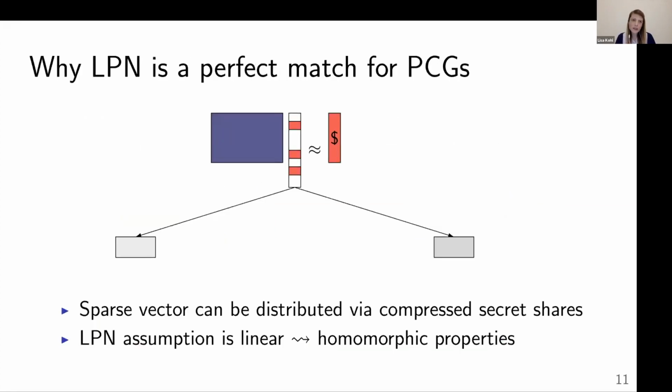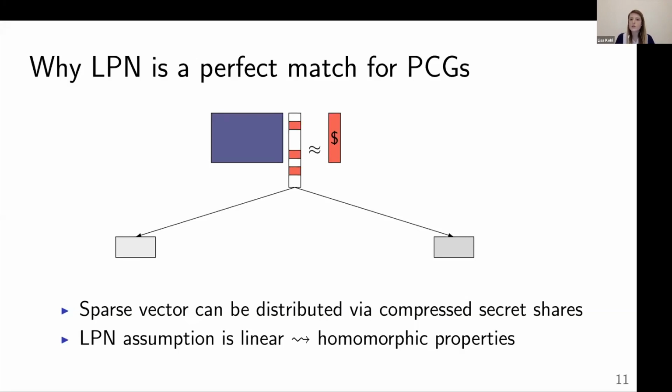And why is this a perfect match for pseudorandom correlation generators? There are two reasons. The important one, which is also the difference to learning with errors, is that the sparse vector can be distributed via compressed secret shares. In the next slide I will explain what it means in more detail, but you can find a compressed way to distribute seeds that you can then extend to get an additive secret sharing of a sparse vector.